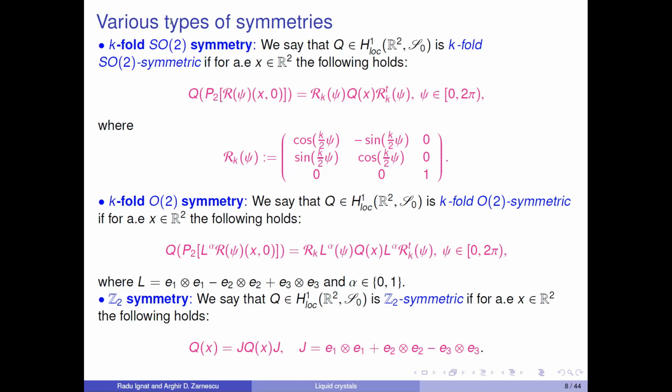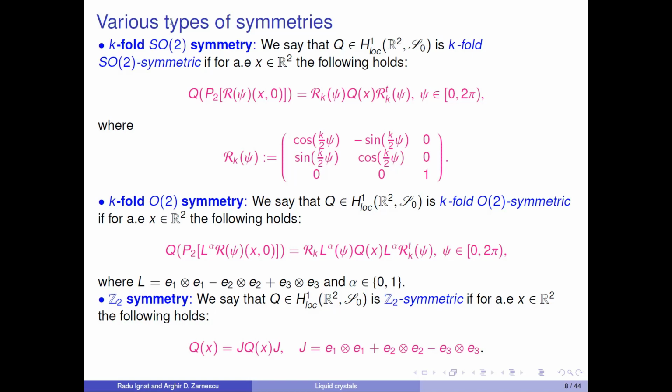Okay, and then you finally have this just up and down symmetry. Again, here you have reflection. And this Z2 symmetry is independent of these two. So you can have one of these and have this one or not.